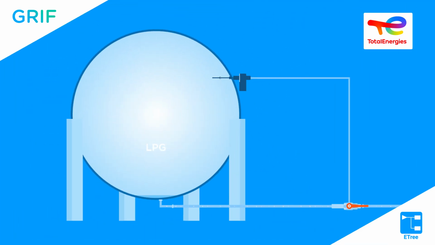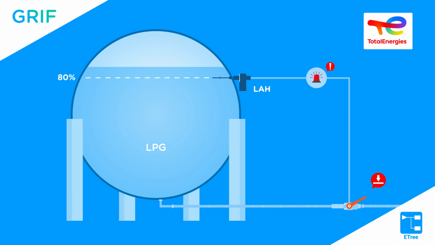During the different tutorials of the Boolean package, the same LPG sphere will be studied. In the LPG sphere, there are two preventive layers. The first one is a control loop, made up of a high-level sensor connected to a control valve. If the level in the sphere is upper than 80%, the sensor is triggered and the order to close the valve is directly sent. The same sensor activates an alarm.